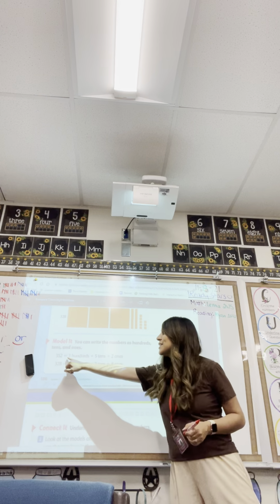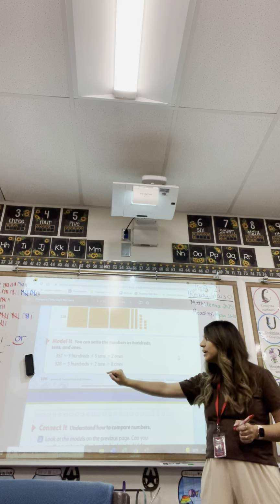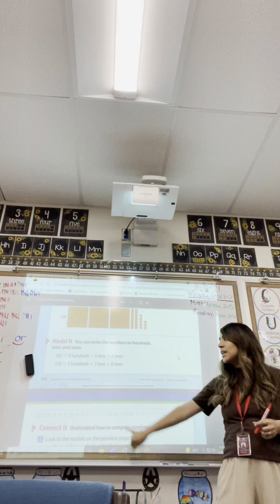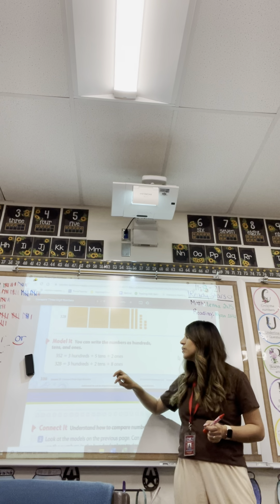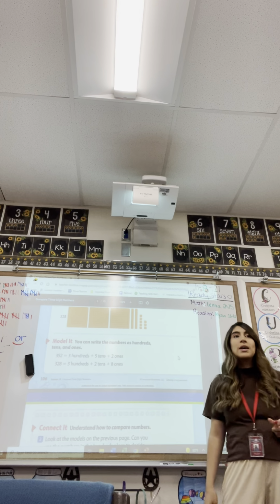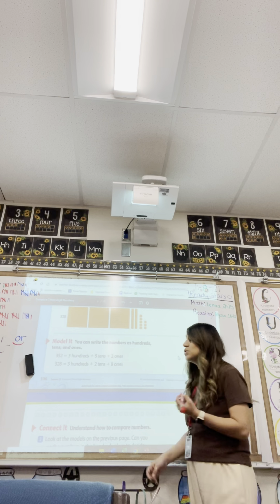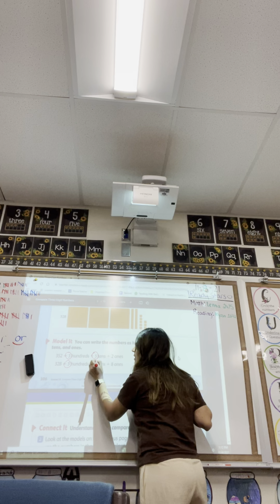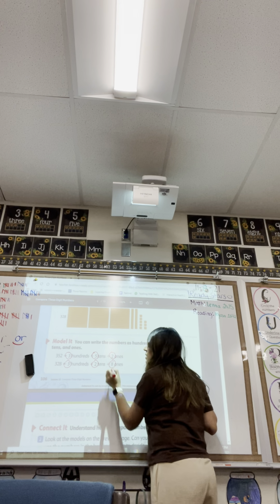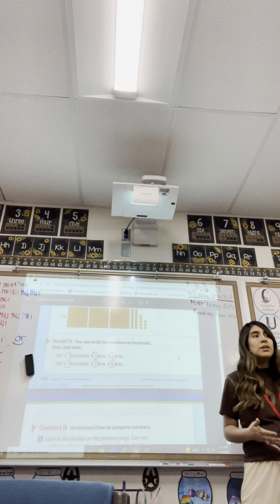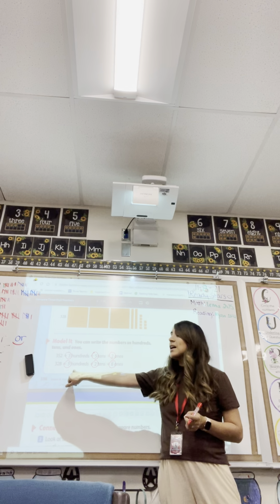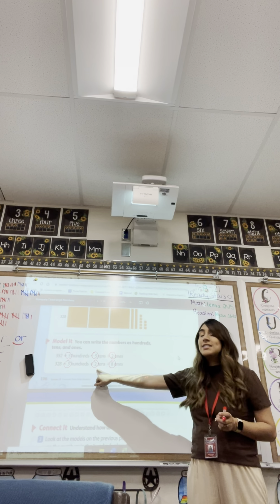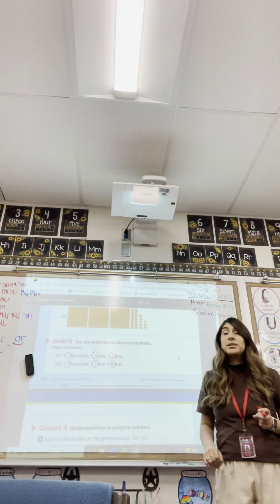So on 352, they have 3 groups of 100. They have 5 tens and 2 ones. And then for 328, 3 groups of hundreds, 2 tens and 8 ones. Sometimes that can help you too, because you're looking at these numbers right here. Remember, when we're comparing numbers, we start with our hundreds values first to see which one has the most. And then we move on to our tens, and then we move on to our ones. Okay?